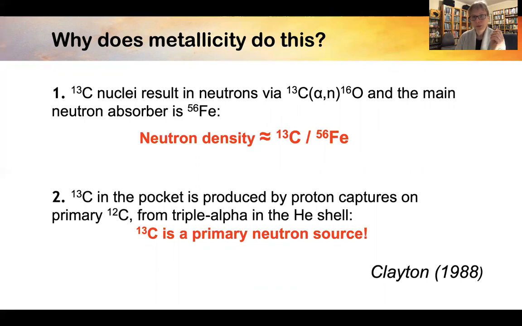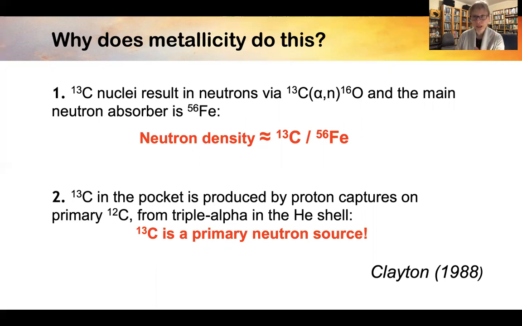Carbon-13 in the pocket is produced by proton captures on primary carbon-12, where carbon-12 itself is made as a primary process from the triple alpha. This means that carbon-13 is a primary neutron source. So what do those words mean? They just mean that the amount of carbon-13 I'm making in a solar metallicity star is the same as I'm making in a low metallicity star. So I'm always making the same amount of carbon-13 to first order, regardless of the metallicity.